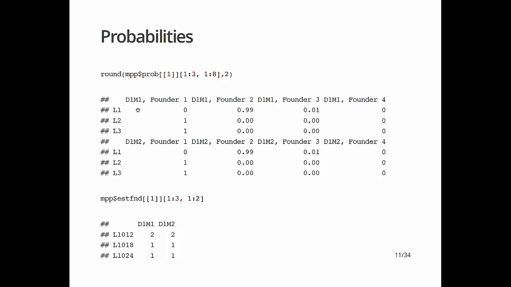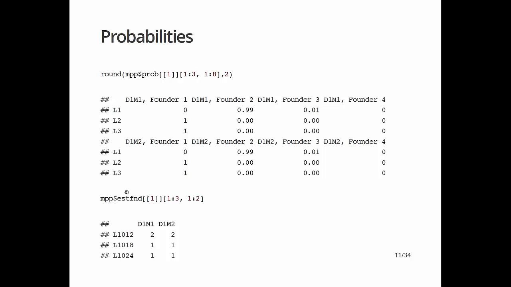So as you go across, you can see you have a group of 4 founders. For the first line, at the first marker, you have a very high probability of inheriting the allele from founder 2. For the second and third lines, you have a very high probability of inheriting the allele from founder 1. Similarly, at marker 2, you have basically the same pattern.